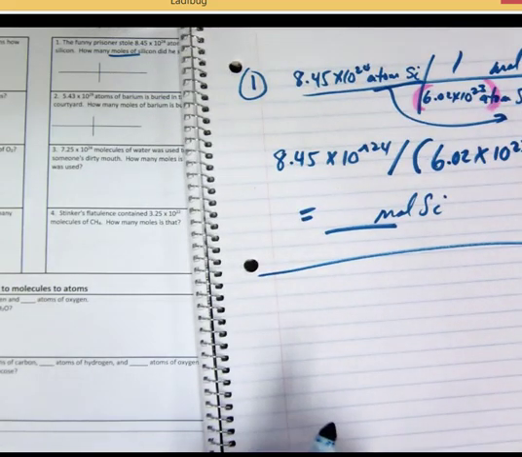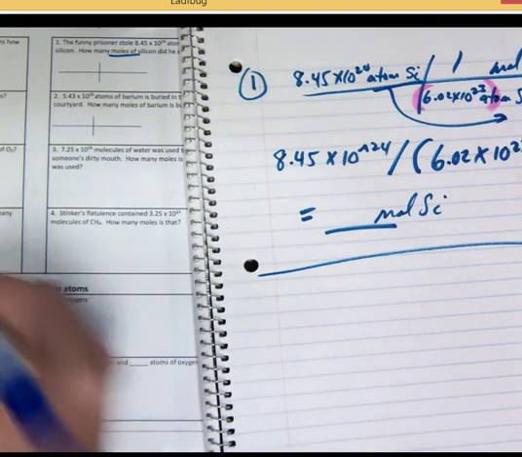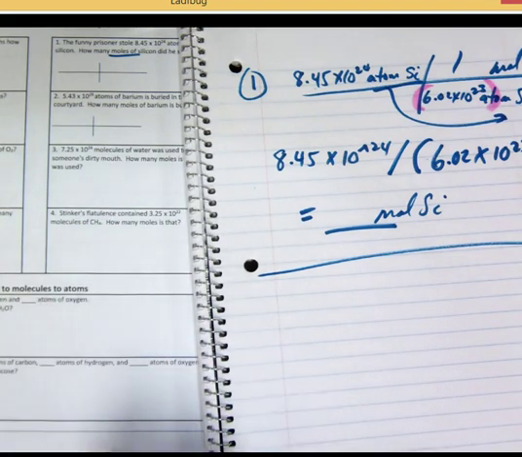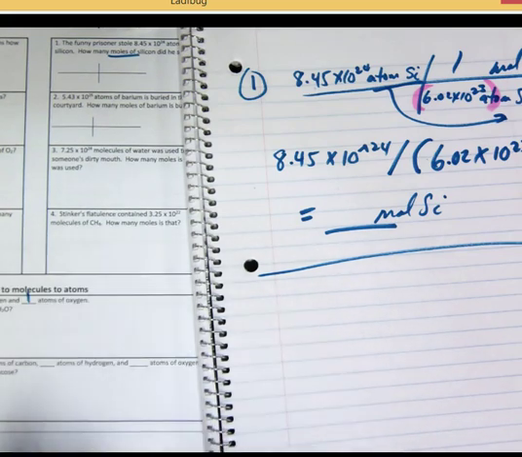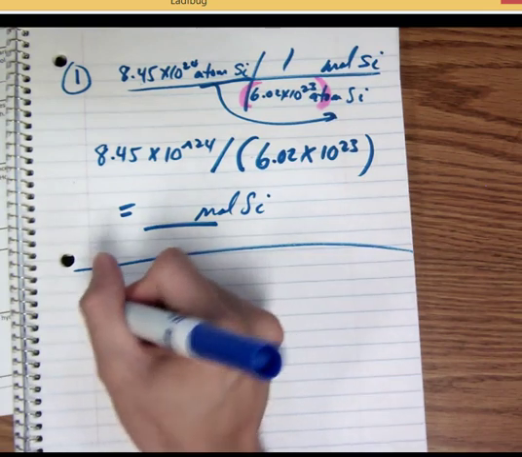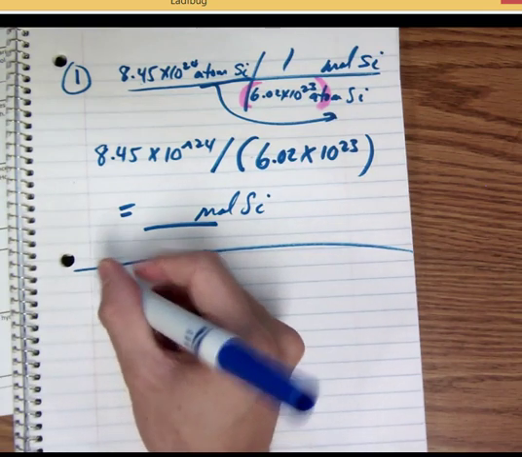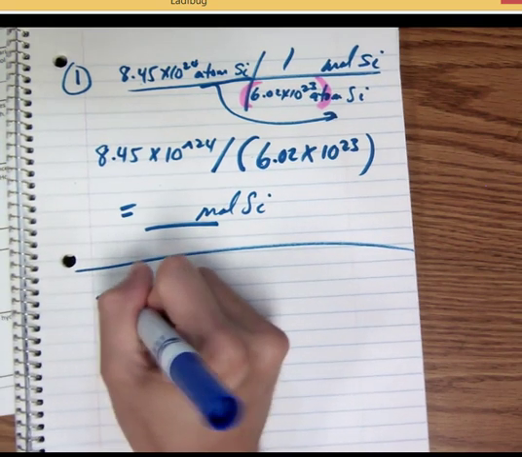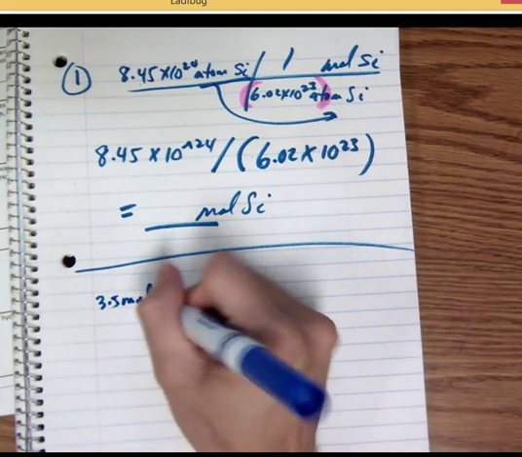So, number 1, one molecule of water has how many hydrogens? 2 hydrogens. How many oxygen? 1 oxygen. So it's asking for how many atoms of oxygen are in 3.5 moles of H2O. Okay. So this is multiple steps here. So 1 molecule of H2O. So we got 3.5 moles of H2O.